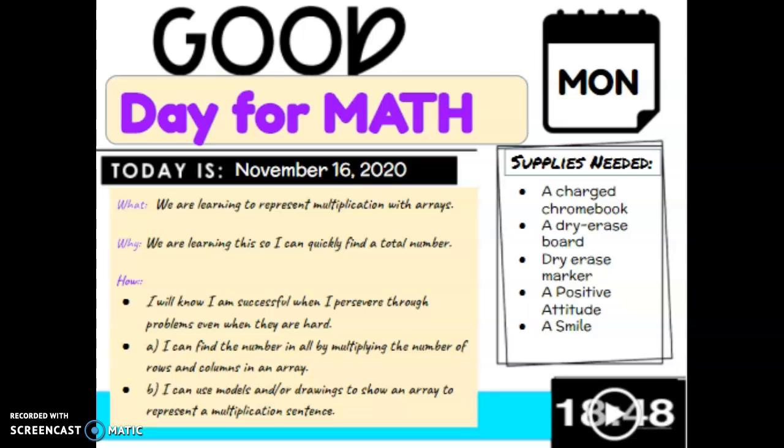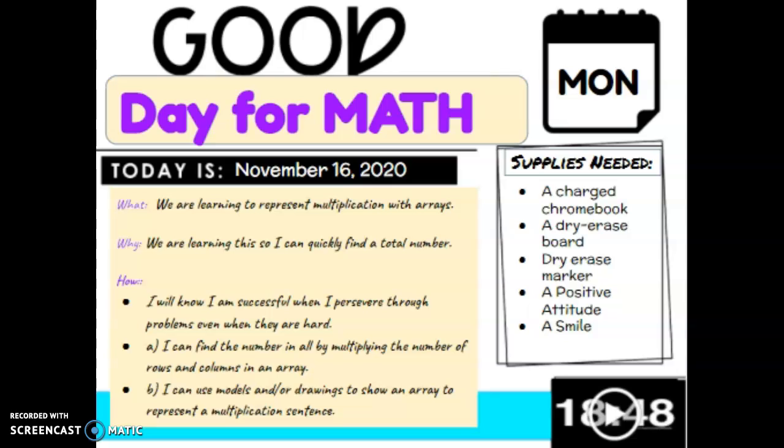This is one of my favorite multiplication strategies because I look for arrays out in the real world. Every time that I'm driving by, I'm looking for examples of arrays that I see in our world today. So hopefully you will enjoy arrays as much as I do and love learning about them.